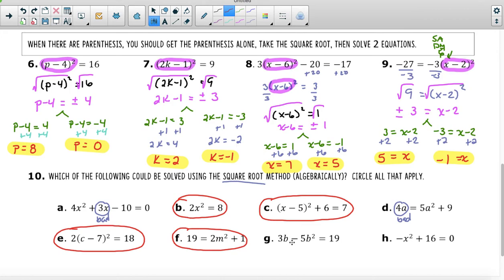On G, we have a b and a b squared, so these are two completely different b's. That means because of this additional b, we cannot do this. This is bad. On H, we have an x squared and no other x's in the entire problem, so that means we could actually use the square root method to solve this.